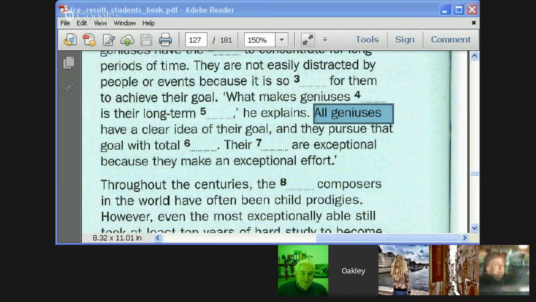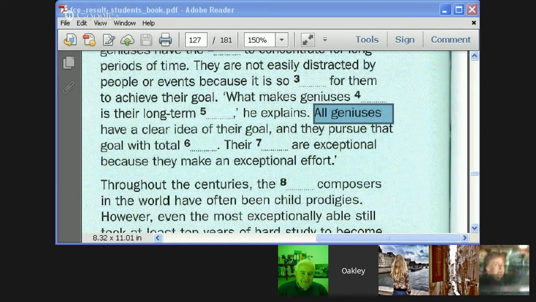Senior, back to you. Number 7, next one. They are exceptional because they make an exceptional effort. It's a noun, and what word? It is number 7. The word is achieve. The achievement. Got it. They are exceptional because they make an exceptional effort. That's it. Okay, you got it.